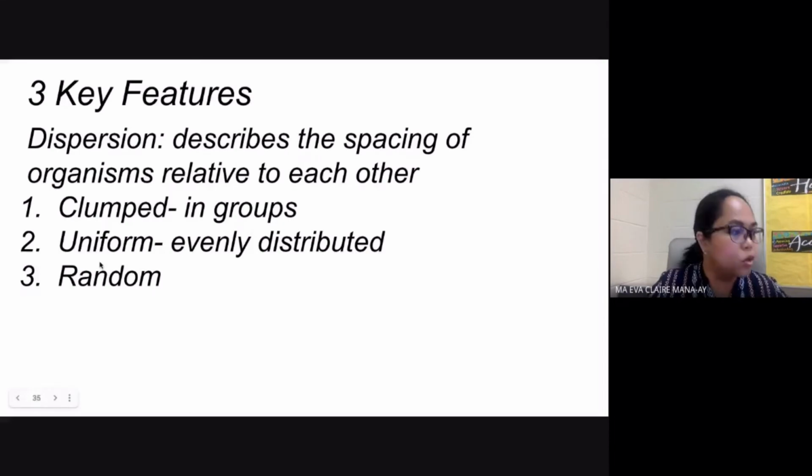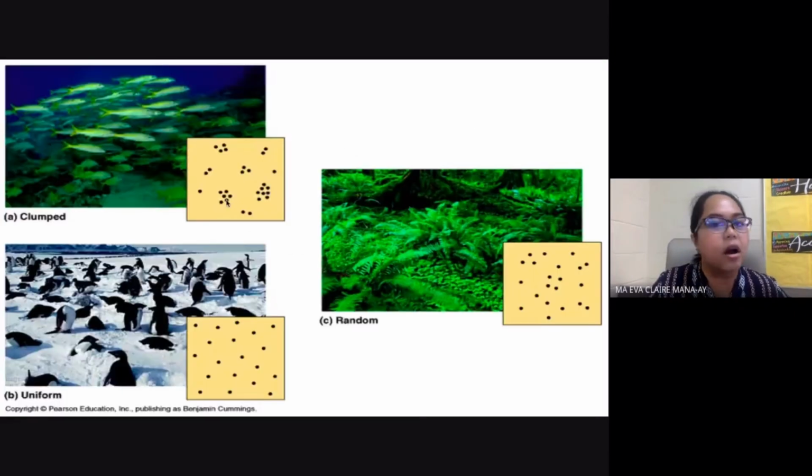They can be uniform dispersion. That means they're evenly distributed. Or their distribution can also be random. Okay, no exact measurement. Now, these here are the different dispersion that you have.